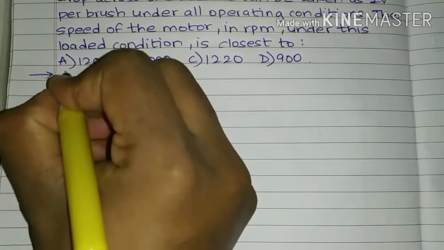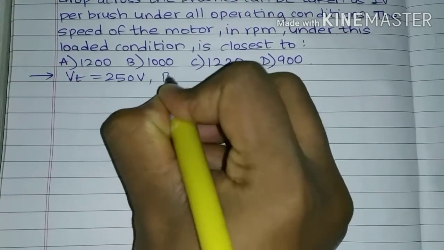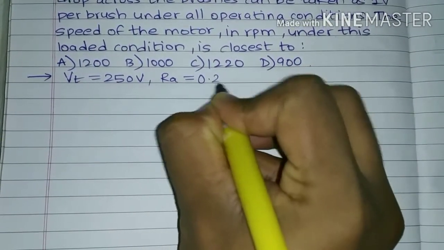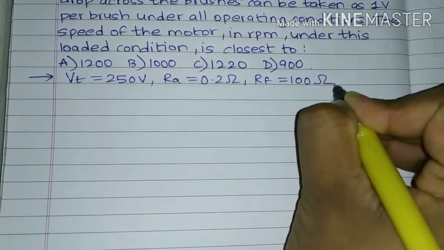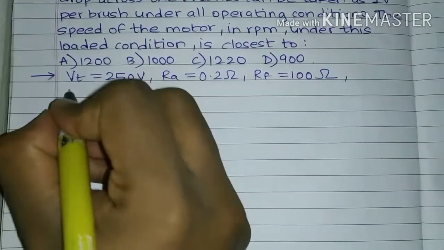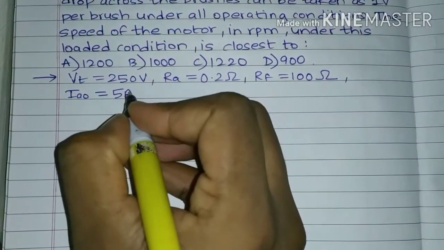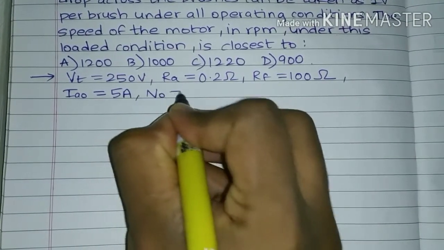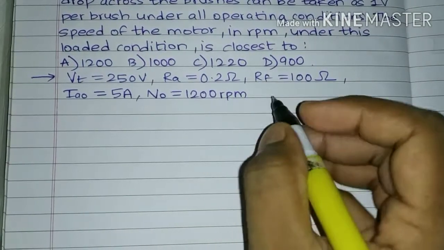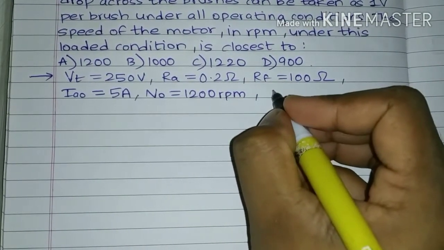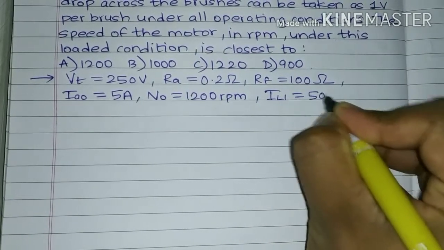First of all, the terminal voltage is 250 volts. Then the armature resistance is 0.2 ohms. The field resistance is 100 ohms. Then the no load current is 5 amperes. The no load speed is 1200 rpm. The current under loaded condition, IL1, is equal to 50 amperes.